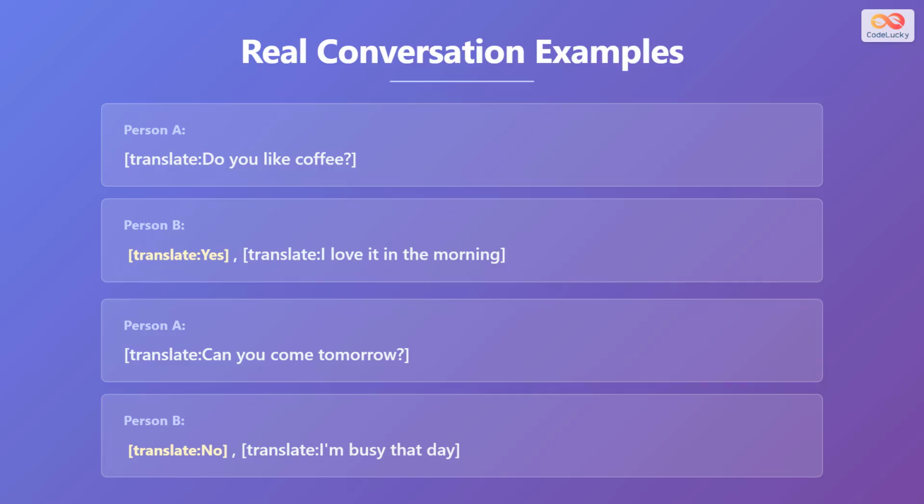Now let's see these phrases in real conversations. Person A asks, "Do you like coffee?" Person B responds, "Yes, I love it in the morning." Notice how the response starts with yes and adds a reason. In another example, person A asks, "Can you come tomorrow?" Person B says, "No, I'm busy that day." Always add context to your yes or no answers to make conversations more natural.